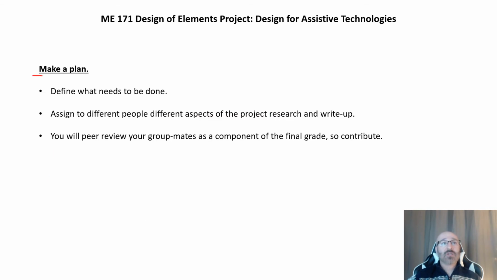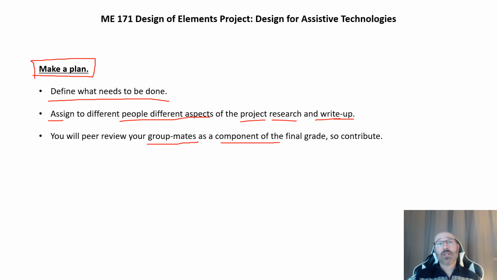So as you're getting started, it's going to be very important to make a plan here, get together as soon as possible, form your groups, define what needs to be done for this project, assign different people to the different aspects that we talked about there for the project. This might be the research, the write-up, the analytical solutions, FEA, all of that. You will peer review your group mates as a component of the final grade, so make sure that everybody contributes.